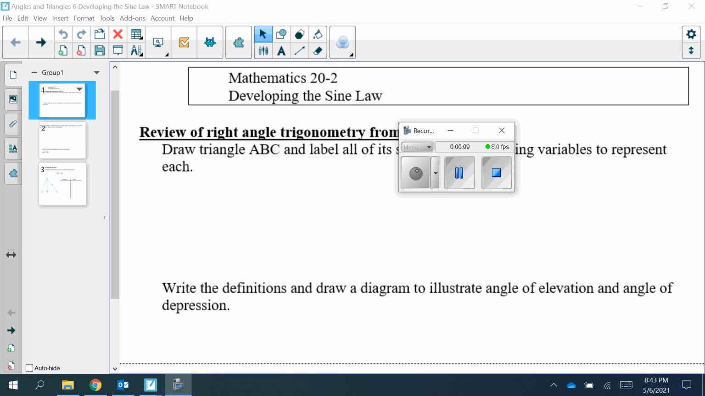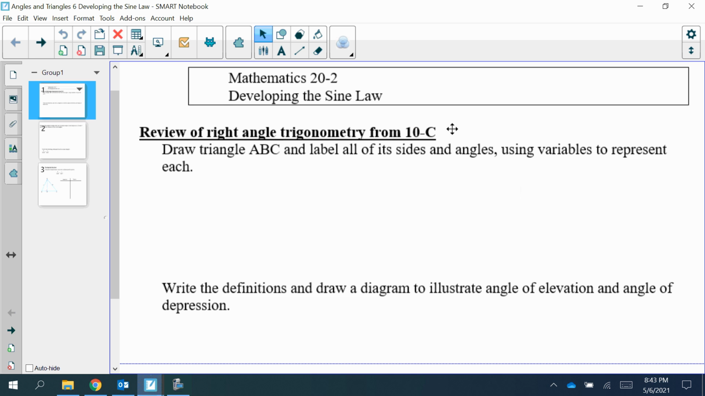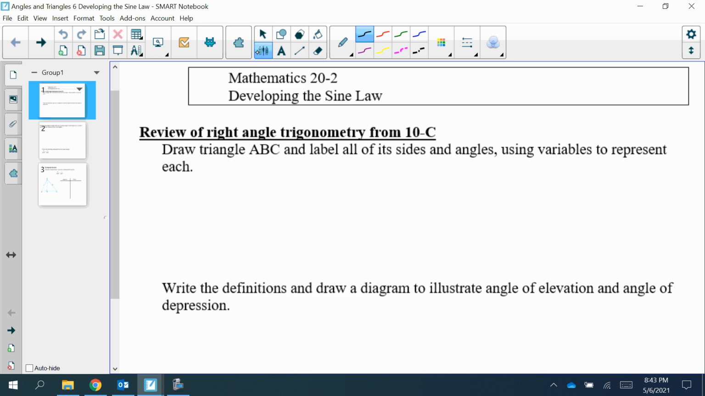So the next lesson is angles and triangles. It's called Developing the Sine Law. And then the next lesson is going to be the sine law. So we're going to probably tie the two together because neither of them are particularly long. So at the beginning of this, we looked a little bit at some of your right angle trig stuff.